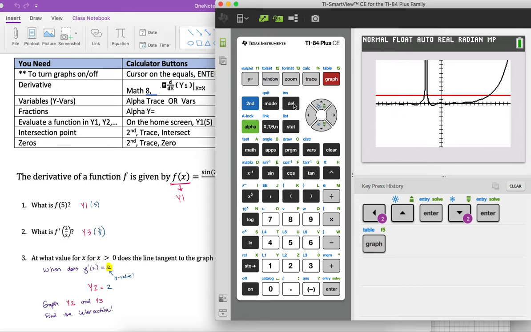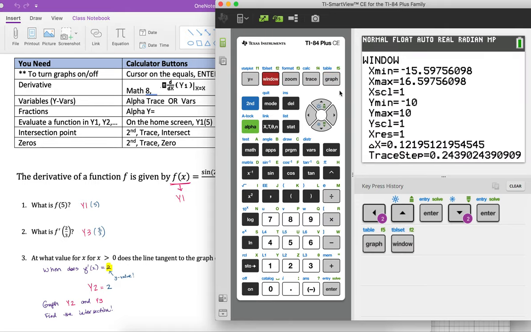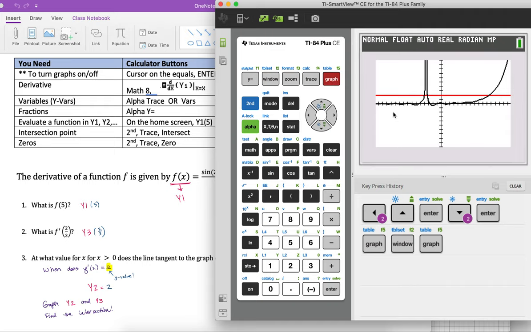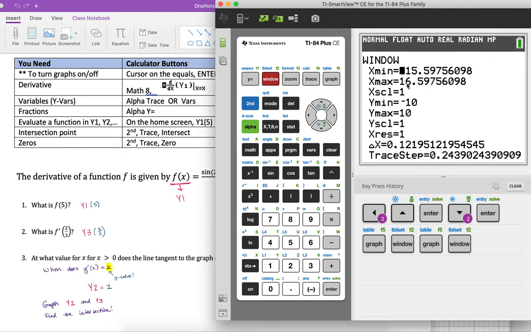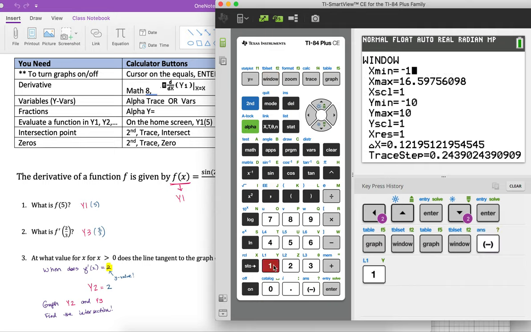It doesn't matter, but if you wanted to zoom in, you could do window. And for the window, it's the domain and range. So if I go to graph right now, our domain is negative 15 to 16. But we only care about here. So the window, the x min and the x max, that's the domain. Say we want negative 1. And be sure to hit the negative because TI doesn't know any different. And then for max, let's say, I don't know, 15.